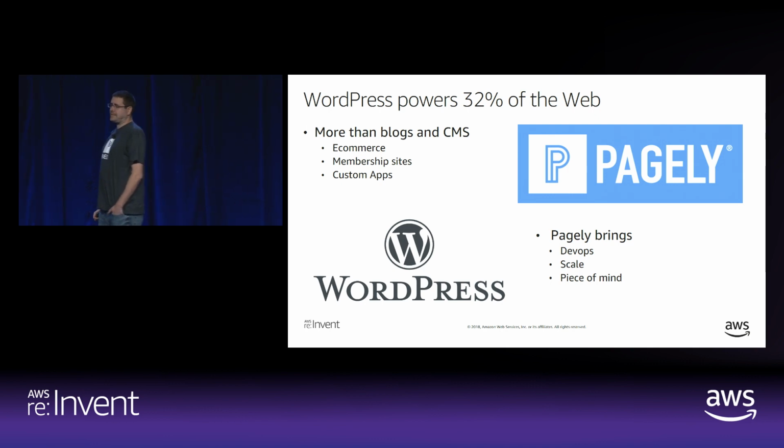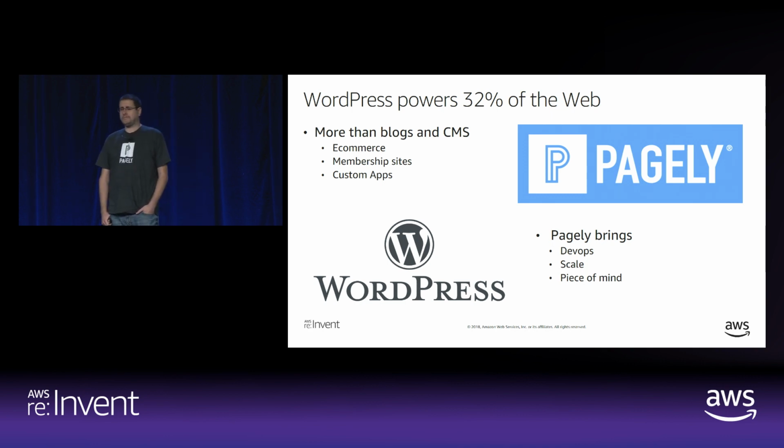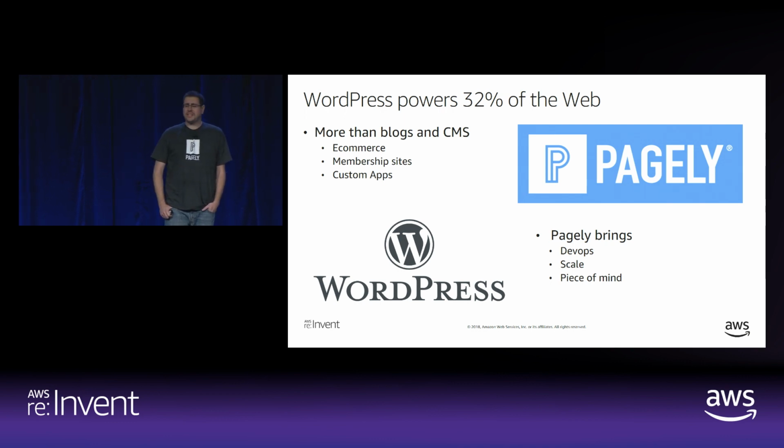So what Pagely brings to the picture is everything you would need to run WordPress on Amazon at scale without worrying about any of it. And not only does that mean we're setting up the platform for you, but we're the DevOps engineers who get paged when something inevitably goes wrong. So think of us as bringing the peace of mind to running WordPress at scale.